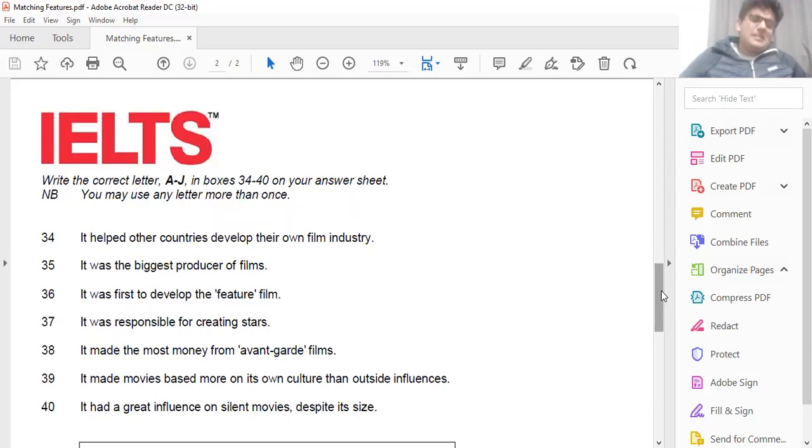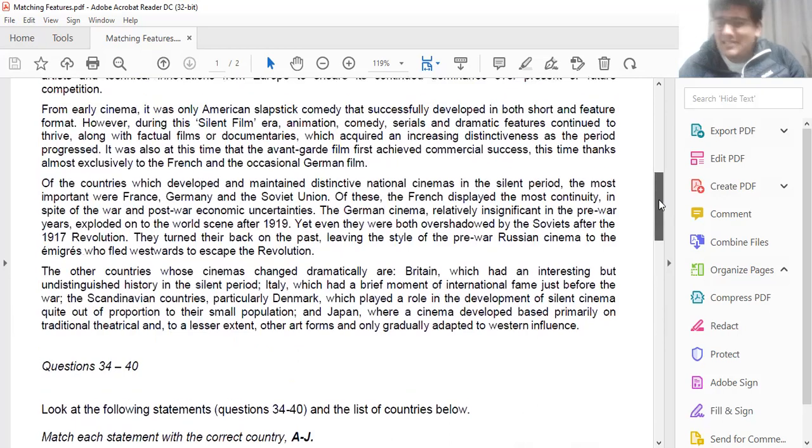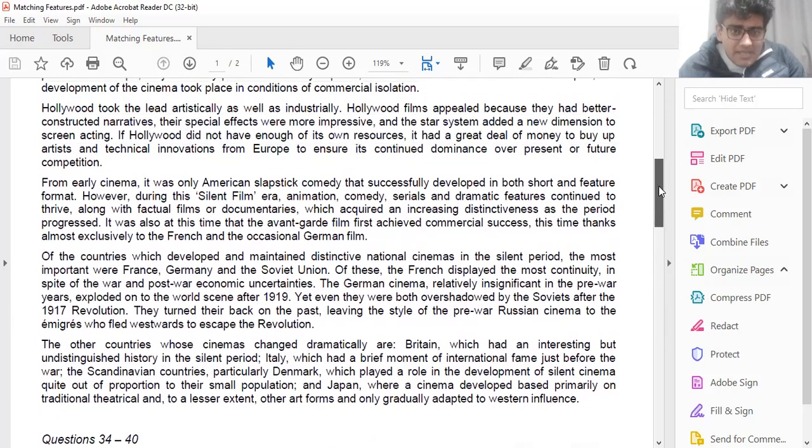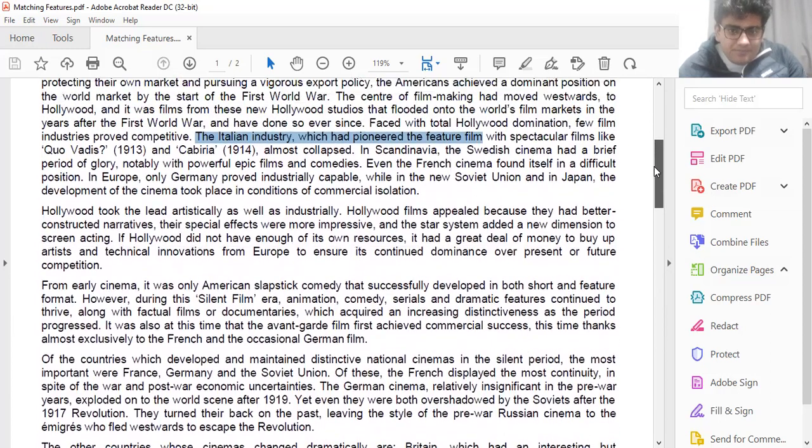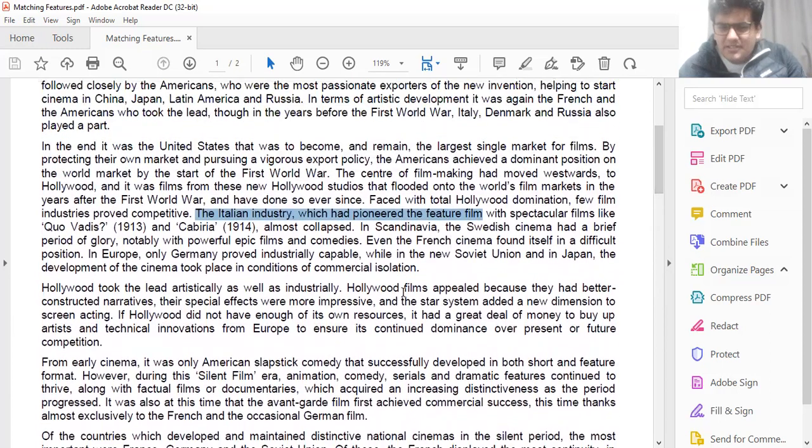Then we move on to the fourth question, that is question 37. It was responsible for creating stars. I'm sure I've seen this somewhere. So let's go up. Let's look for the keyword that is stars. Can we find it anywhere? Let's see. Yep, I can find that in the third paragraph. Hollywood films appealed because they had better constructed narratives. The special effects were more impressive, and this is the one that I was looking for.